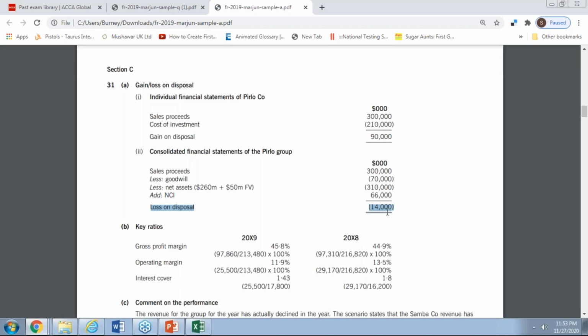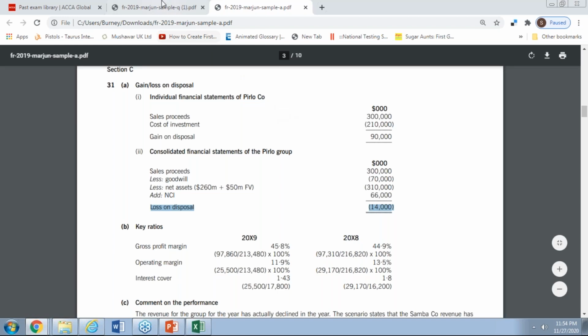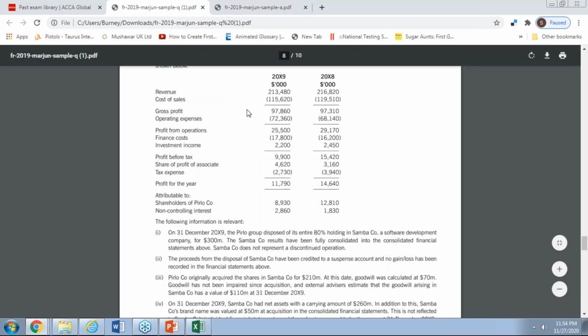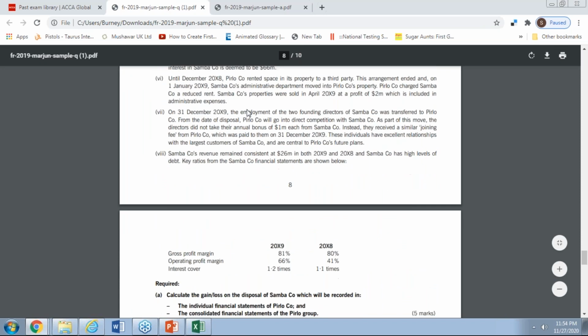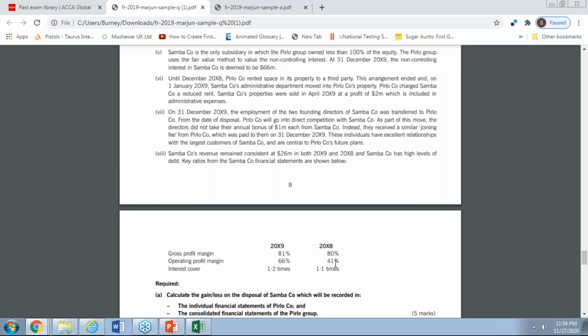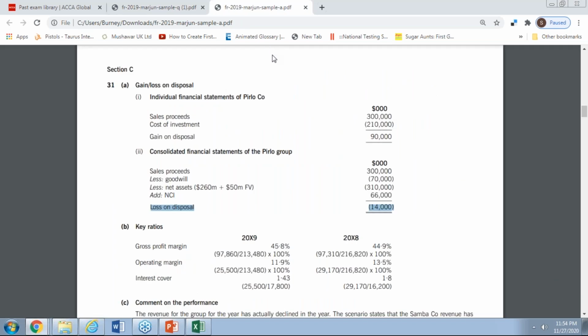So here you have to see that the Samba company was sold by the group at a loss of 14,000, besides the fact that the Samba company is a profitable company. Check the profitability of the Samba. It's 80% and 81% gross profit, and 41% and 6% operating profit. So is it a good decision for the company to sell this profitable company? So this is a question mark. Okay.